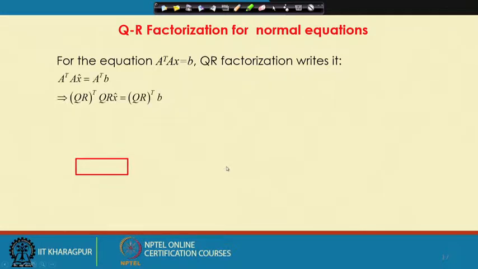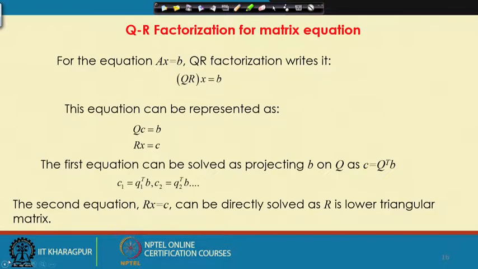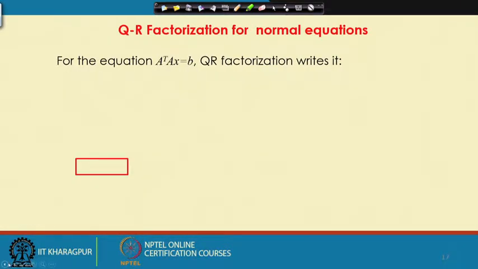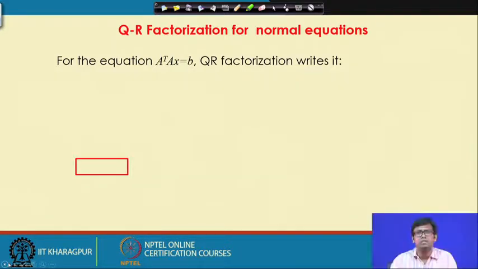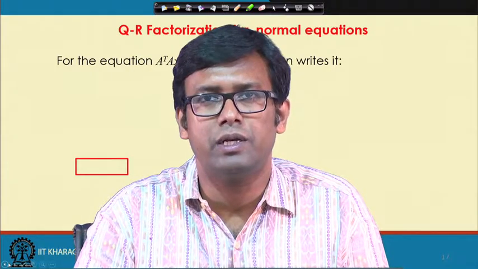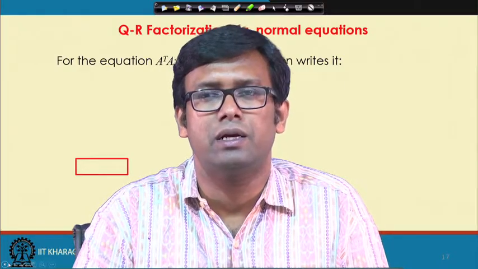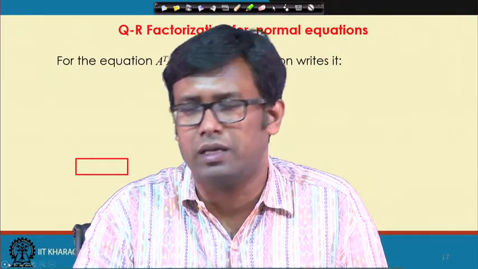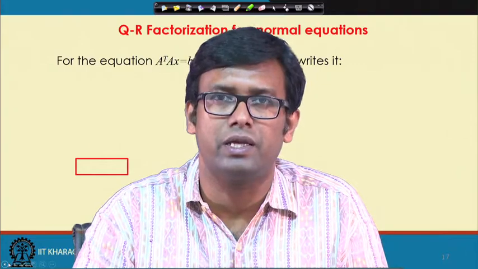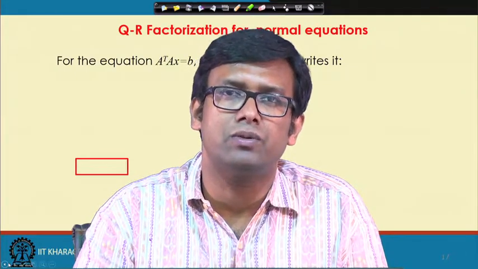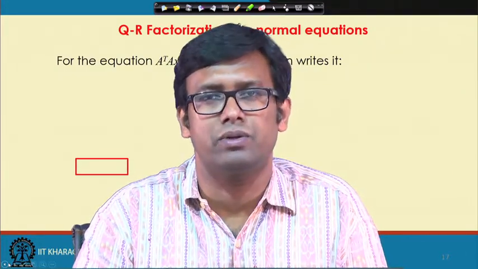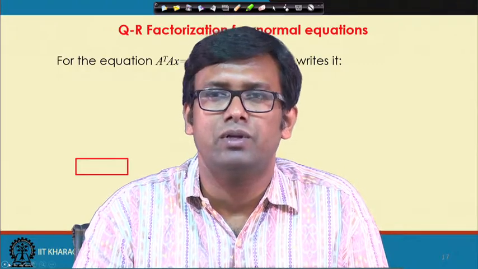if we think of QR factorization of the normal equation. For the normal equation, consider that Ax = b is not solvable: the columns are independent, but the columns do not span the entire R^m. Therefore, Ax = b does not have any solution. So, Ax = b is not solvable. So, what do we do now?